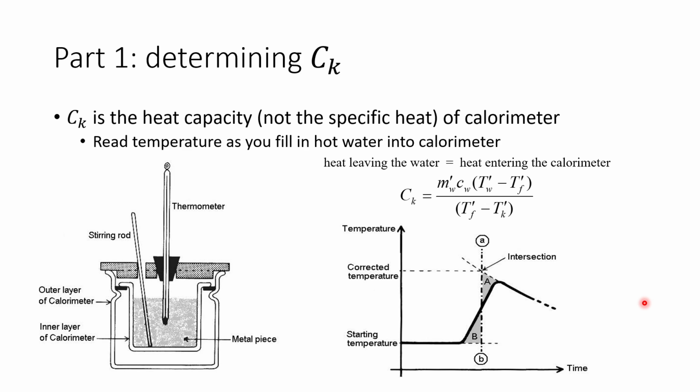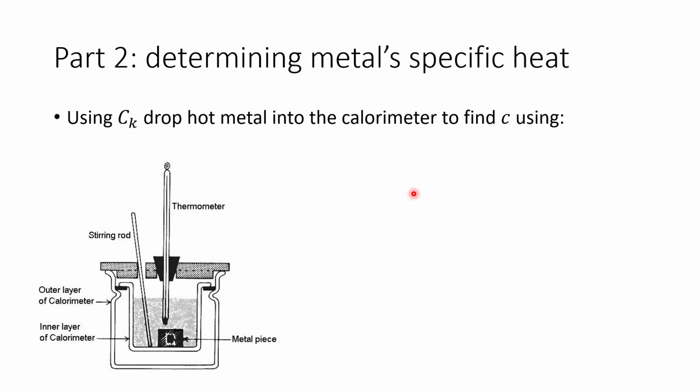Okay, once you're done with part 1, you can move on to part 2. Since you already know CK, you can move on to the scenario I mentioned at the beginning. So you start with water inside of a calorimeter. Again, note that last time you used hot water. In this part, you're going to use water at room temperature. So just put room temperature water in here, and before doing this, put the metal piece into a boiling pot of water. We'll have a separate pot to set this metal piece at a very high temperature.